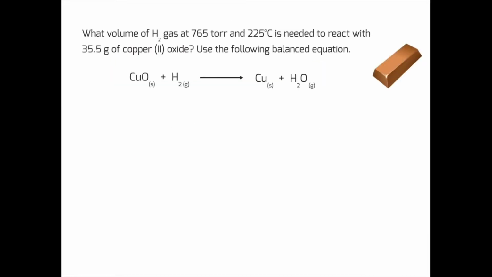This problem asks, what volume of H2 gas at 765 torr and 225 degrees Celsius is needed to react with 35.5 grams of copper(II) oxide? And they've given us this balanced equation. So they've given us 35.5 grams of copper(II) oxide, and they want us to convert those 35.5 grams into volume of H2. So we're converting grams of copper(II) oxide to volume of H2.